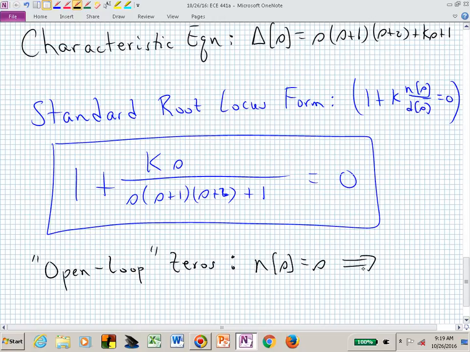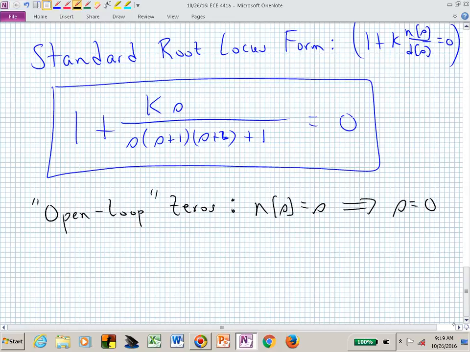And so now I'm looking at values of s that cause that to vanish. That's a very tough one. That one you can do by inspection, right? Our open loop zero is at 0. And now we need to find our open loop poles.